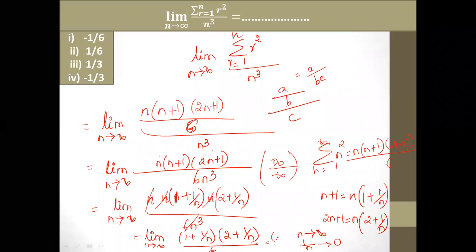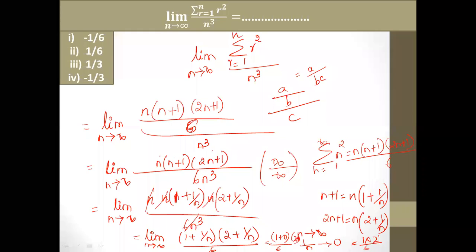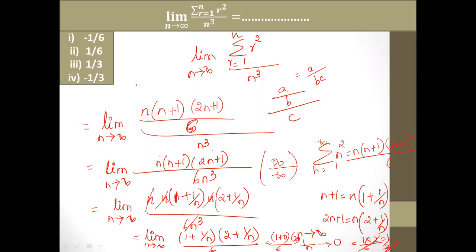So it is 1 plus 0 into 2 plus 0 divided by 6. So that is 1 into 2 divided by 6. 2 by 6 can be simplified as 1 by 3. So your correct answer is option 3. Is it clear?